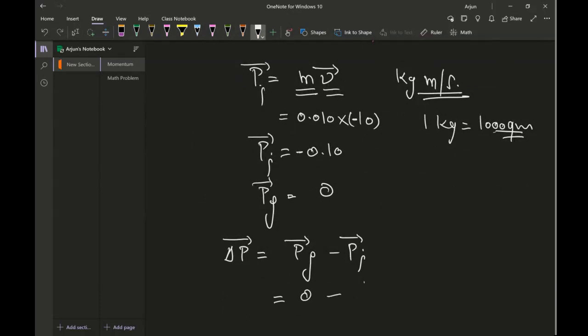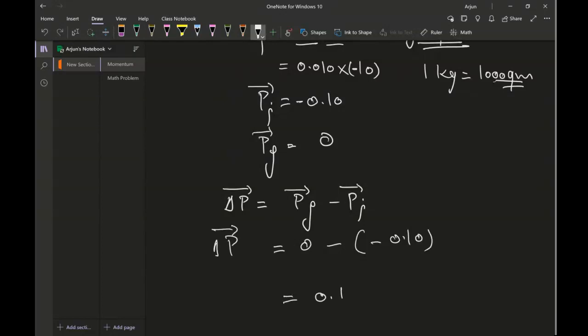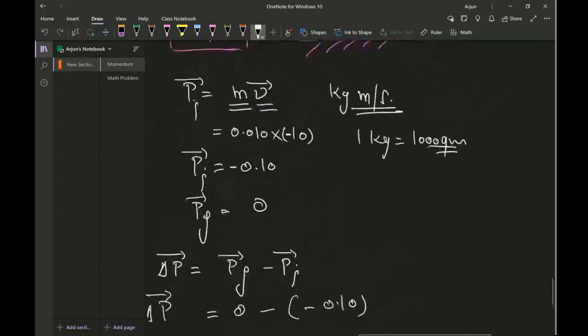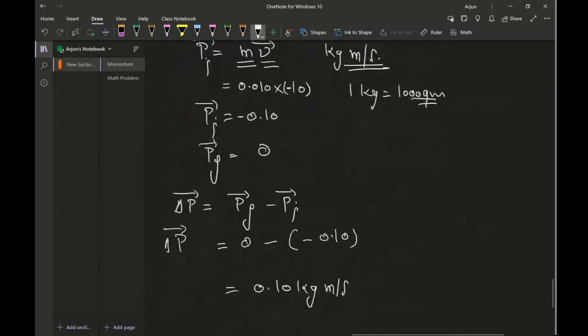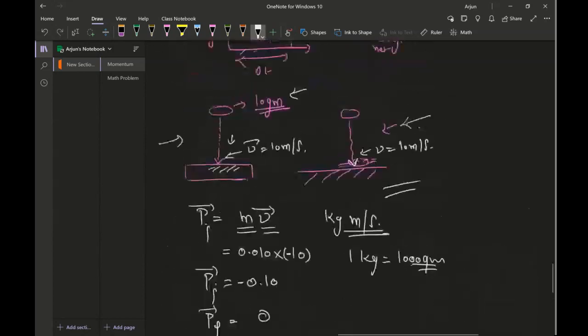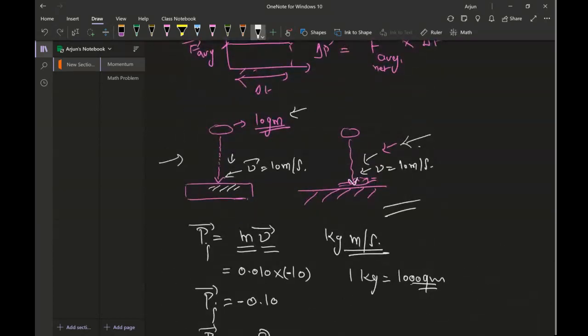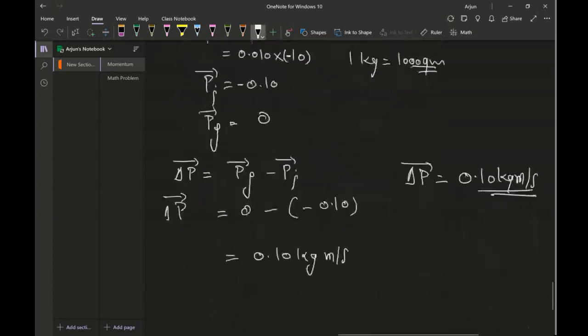So 0 minus negative 0.10. So delta P comes out to be 0.10 kg meters per second. And because the conditions are the same, in the second case, in both cases, the change in momentum will be 0.10 kg meters per second. So if the change in momentum is the same, why does the egg break in this case and the egg doesn't break in the very first case?